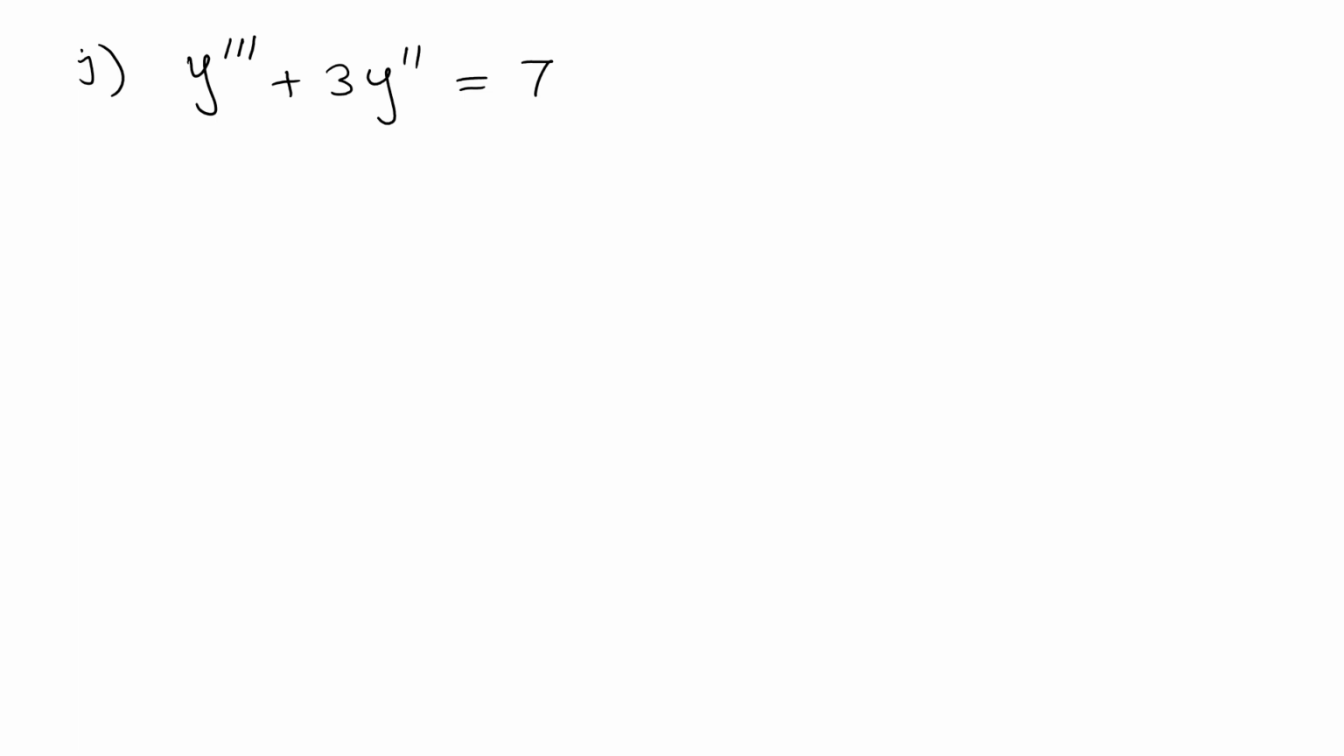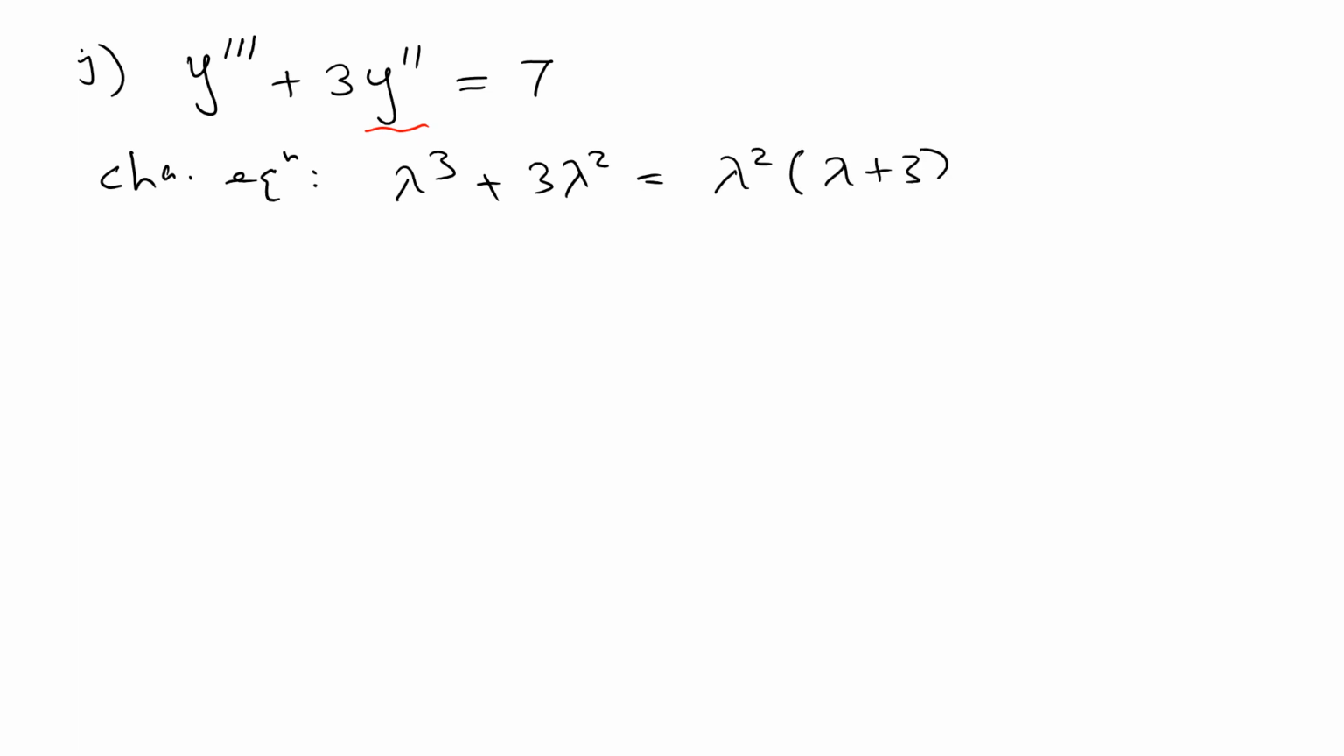Suppose we have y triple prime plus 3y double prime equals 7. So we have an extra derivative term, double prime. So the steps are the same. We write the characteristic equation, which is lambda cubed plus 3 lambda squared, and you can see lambda squared is common, so you get lambda squared times (lambda plus 3). Set this equal to 0, and you get the lambdas are 0, 0 (repeated), and then negative 3.